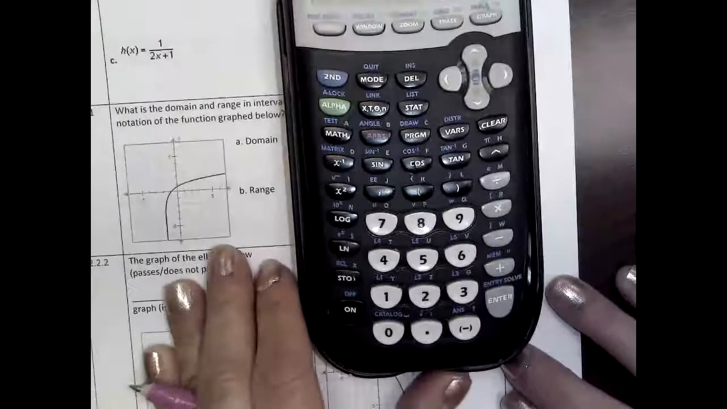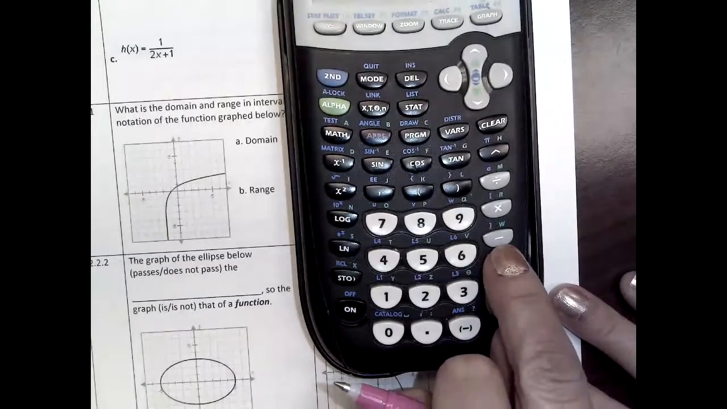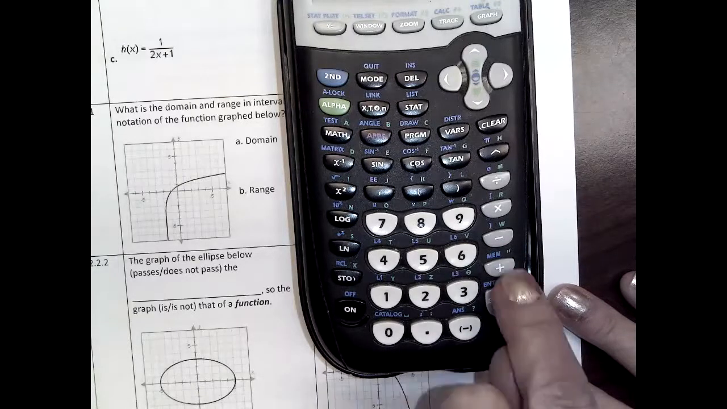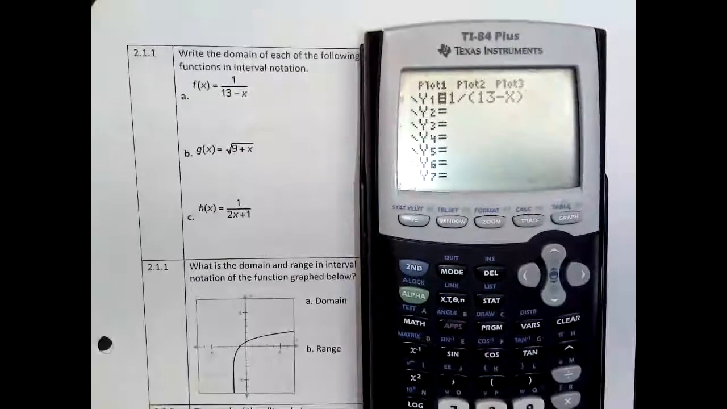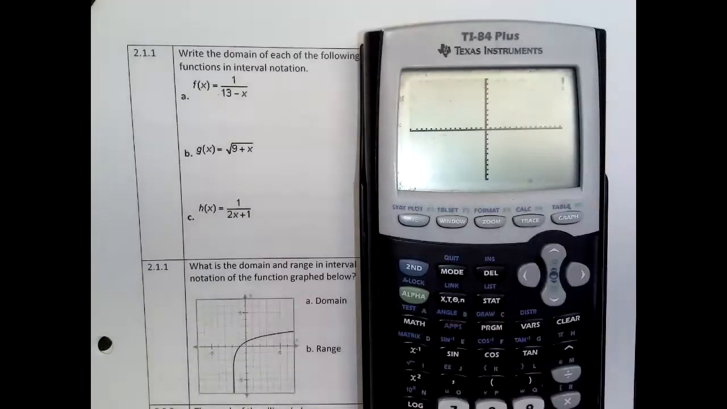And the other thing to remember, do not mix up the negative symbol with the minus symbol. This one's a negative for a negative number. This one's minus for subtraction. Your calculator will give you an error if you mix those up. So now that I've got this, I'm going to graph it. Okay, so I can see a little bit of my graph.